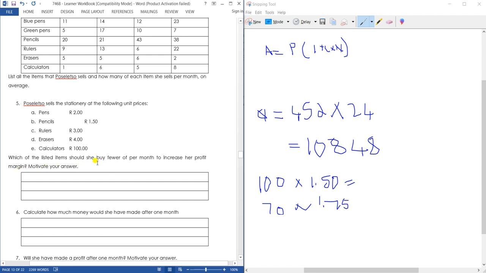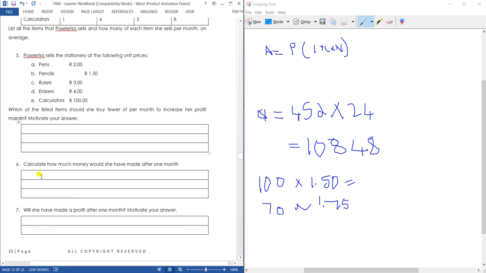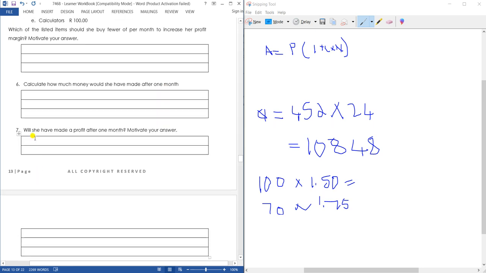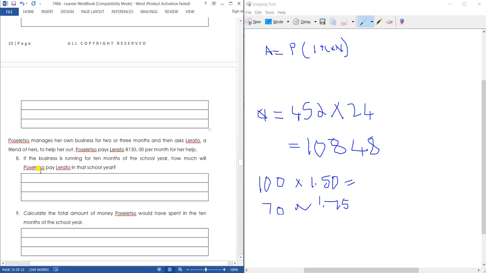get the answer. And also number 6, you need to calculate how much money she would have made after 1 month. Number 7, will she have made a profit after 1 month? Motivate your answer. And number 8, Puseletso managed her own business for 2 or 3 months and then asked her friend Lerato to help her out. So Puseletso pays Lerato 150 per month for her help.